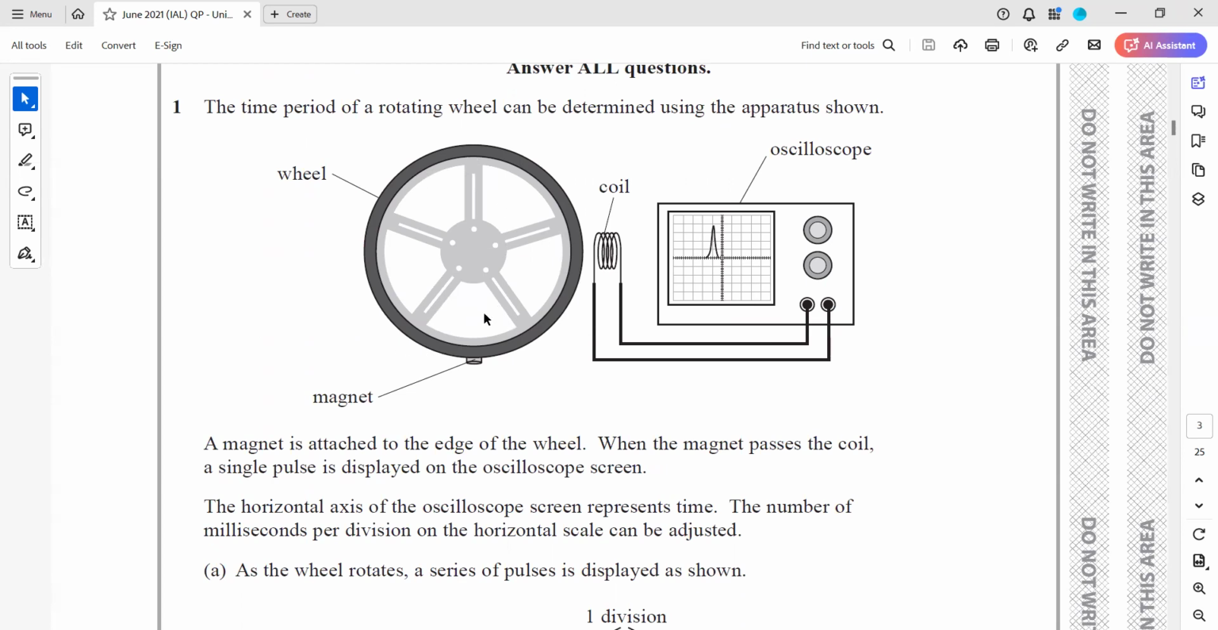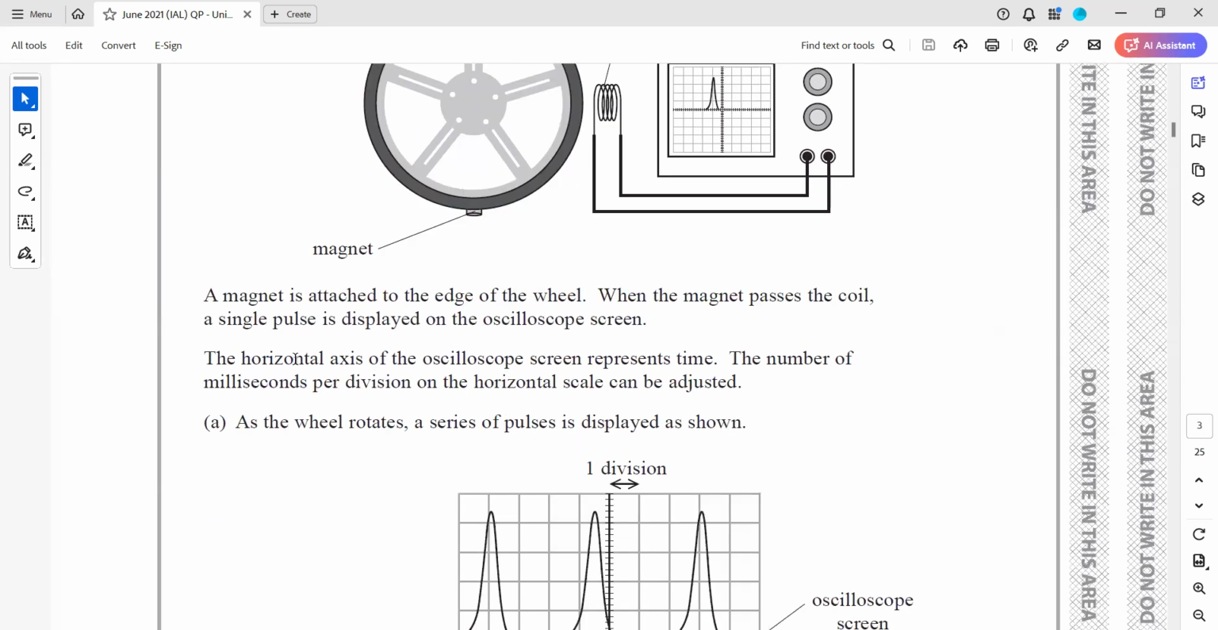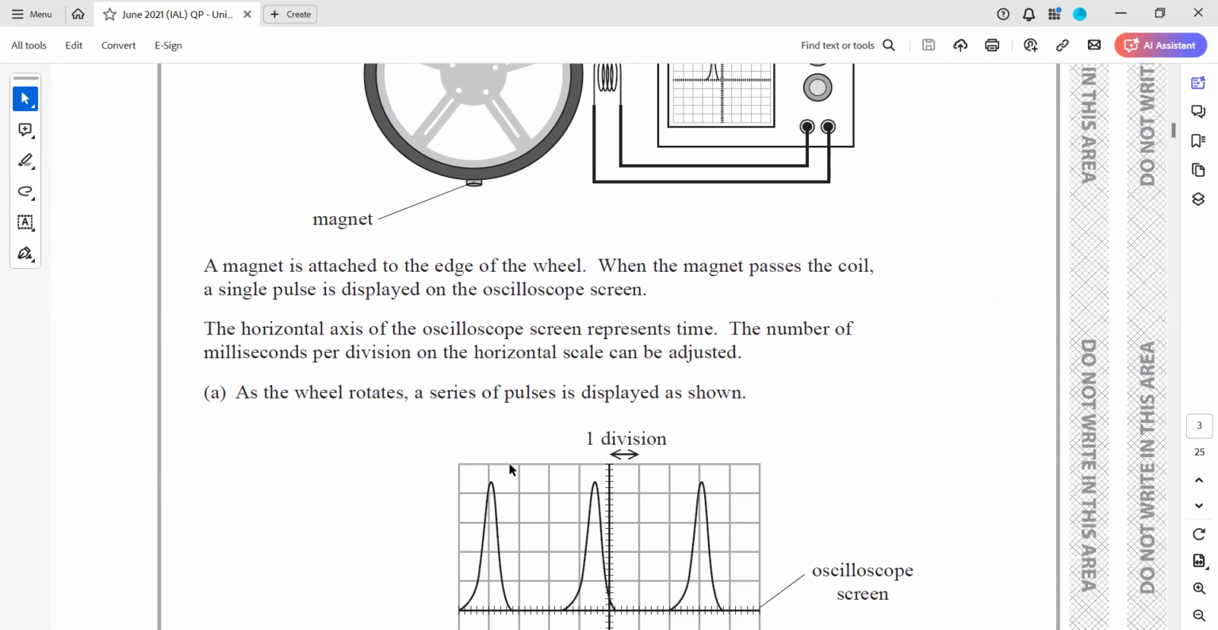Actually, what happens when this magnet rotates is there will be a change in magnetic field that induces an EMF in the coil. And when the magnet returns to the same position, again there will be a peak. So the distance between the two peaks will equal the time period. The magnet is attached to the edge of the wheel, and when the magnet passes the coil, a single pulse is displayed. You can see here.